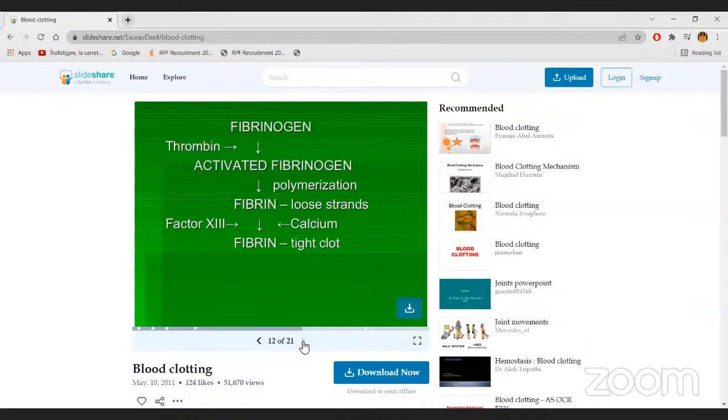The fibrinogen, thrombin activated fibrinogen, polymerization, fibrin loose strands, and factor 13 with calcium, fibrin tight clot.